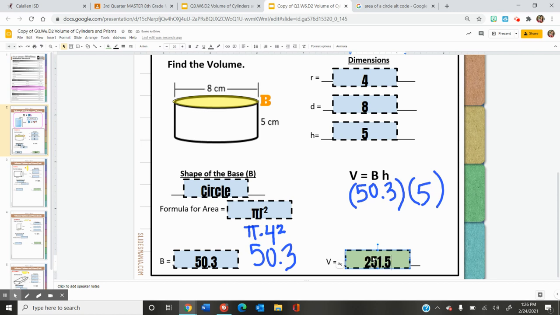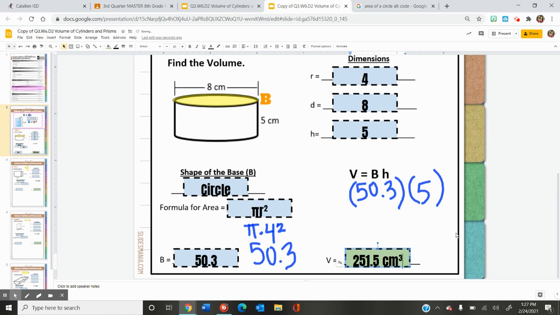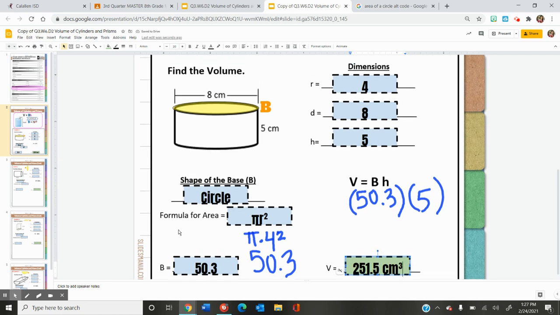Now we have to add our units. Now, our unit is centimeters, and in volume, they are cubic centimeters. So that's going to be to the power of 3. So when I write that, to get the superscript 3, I'm going to hold the Alt button on my keyboard, and I'm going to press the number 0179. And it's going to put the little 3 right there. Okay, so that's our first example. Let's go ahead and do another example on finding the volume of a cylinder. I'm going to go ahead and go to the next page.